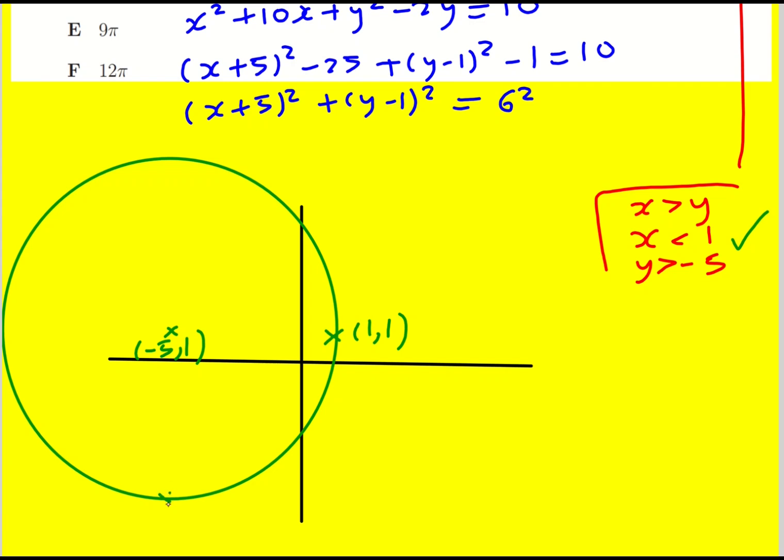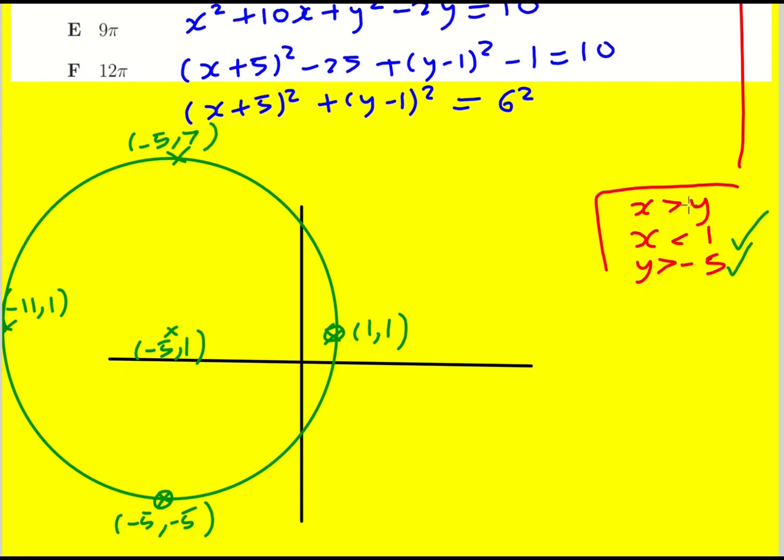If I go to the bottom, then it would be (minus 5, minus 5). And actually, I wouldn't include that value. I just realized that would give me 0 inside the log. So I'll put a little open circle there. I don't want to include it, or that one there. At the very top, I'd get (minus 5, 7), which is all good. And over here, I'd have (minus 11, 1).